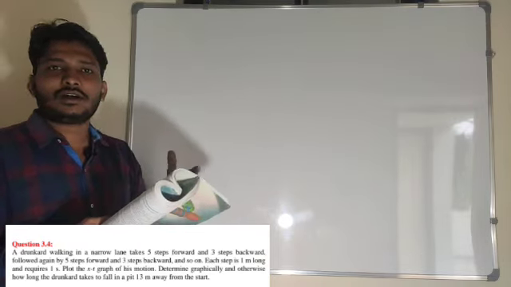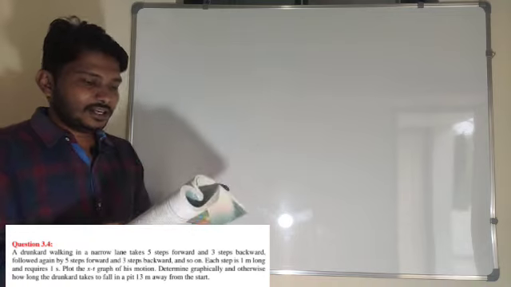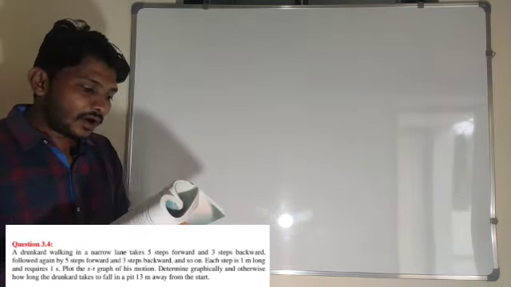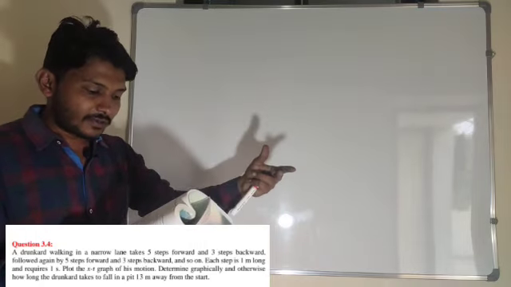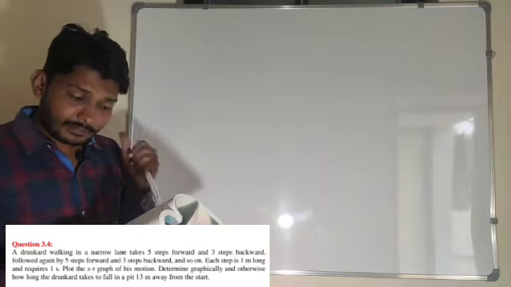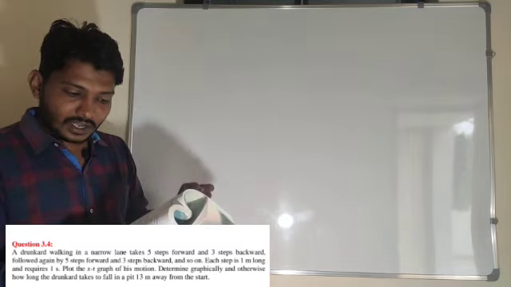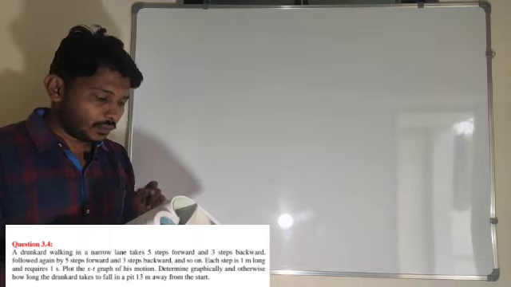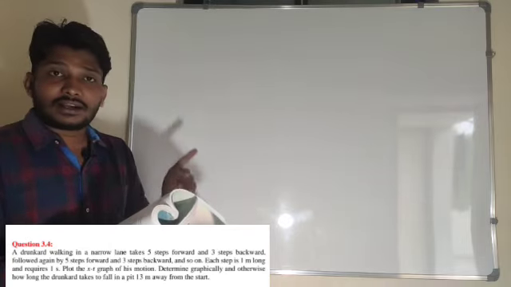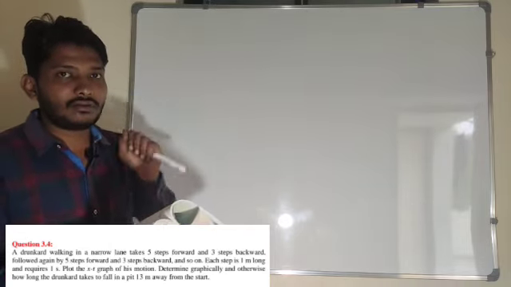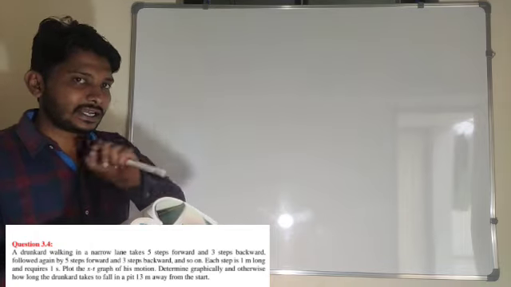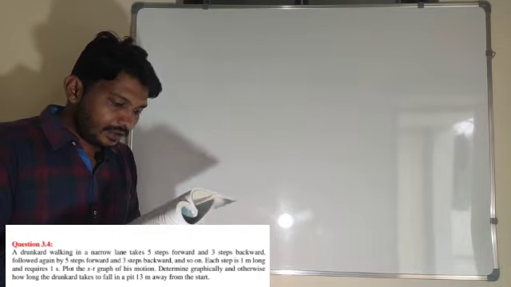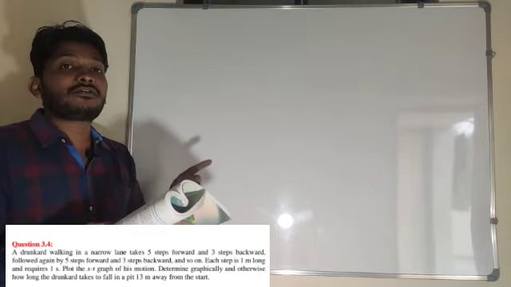Usually he will not go on a usual path. So he moves 5 steps forward and 3 steps backward, followed again by 5 steps forward and 3 steps backward, and so on. Each step is 1 meter long. If one step is equal to 1 meter, the time required is 1 second. For taking one step he will take 1 second. One step means 1 meter distance, they have given. Plot the position-time graph for his motion.